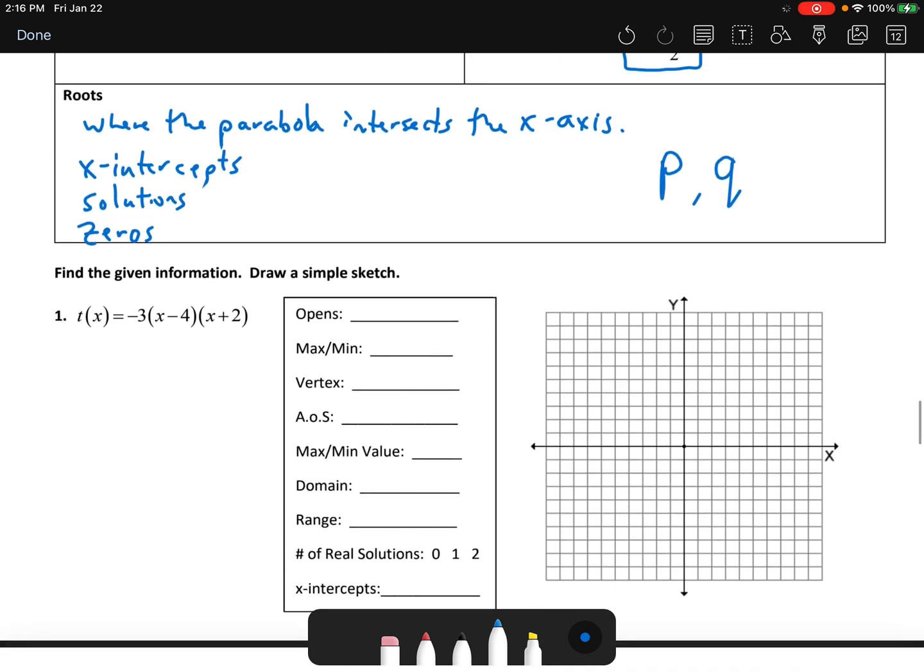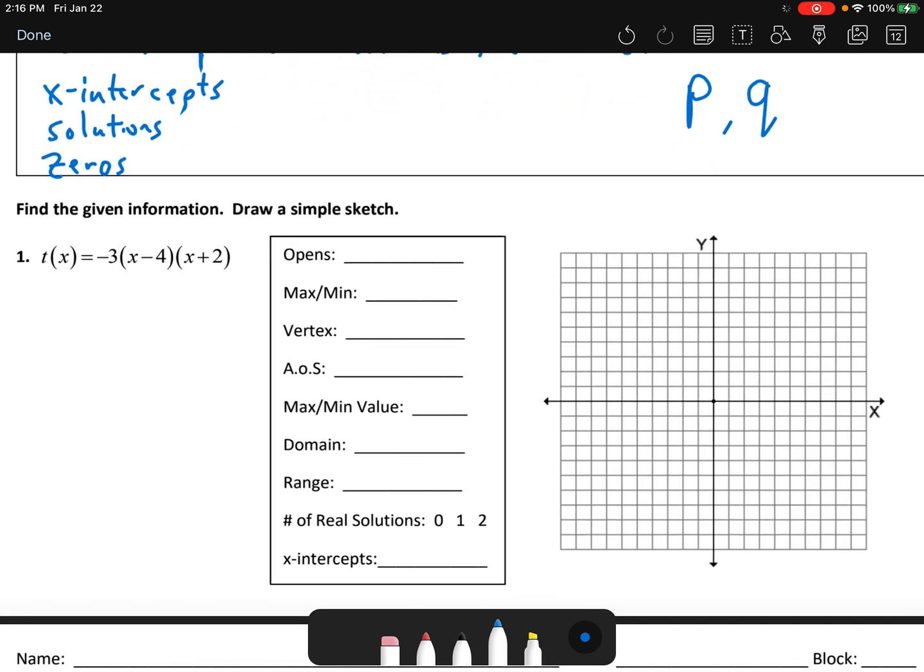So let's go through this and see if we can narrow this down a little bit, narrow our focus into what all this actually means. Well, the first thing I would suggest you do is to fill out what we know. Now I'm going to write this equation down here again. A times the quantity x minus p times the quantity x minus q.